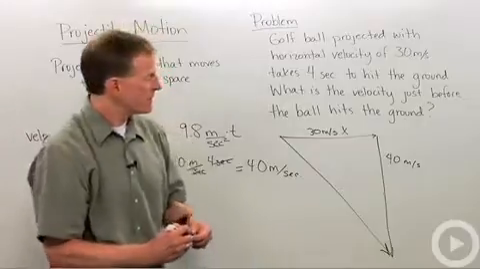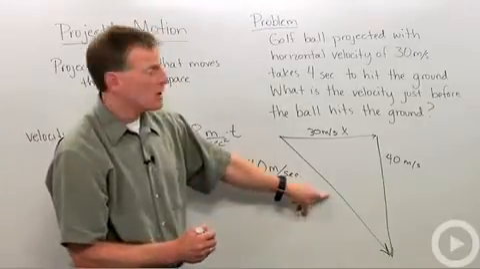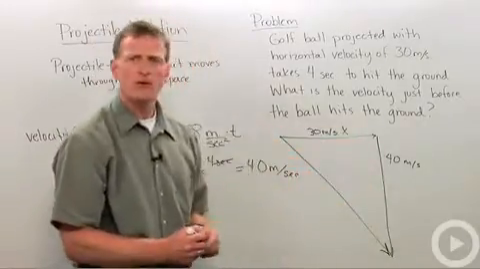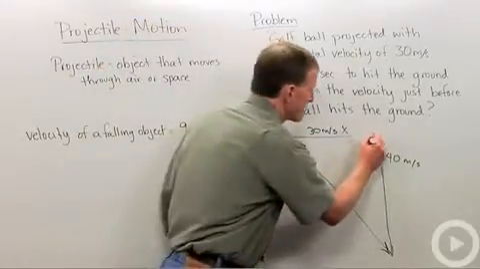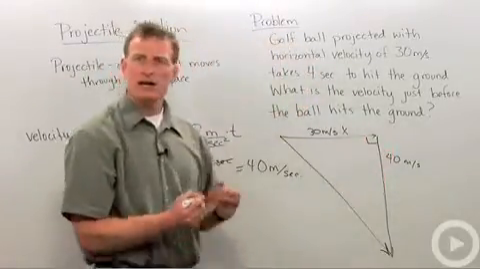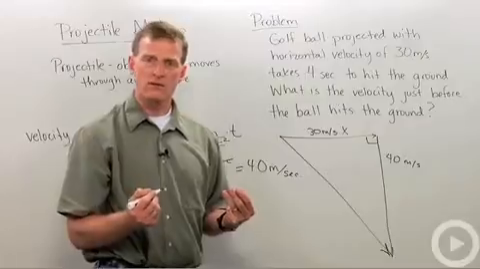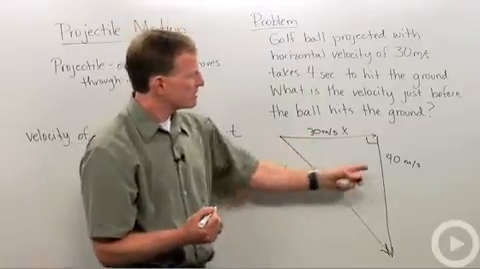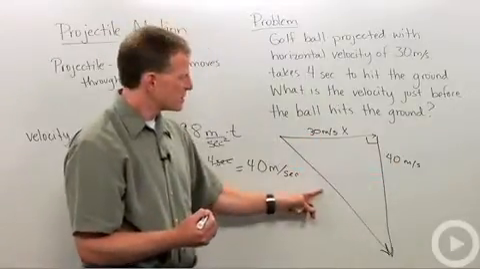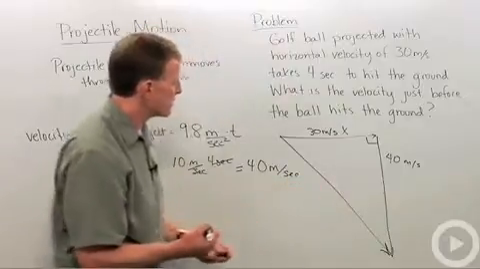Okay? Now, how can I figure out what this velocity is? Well, if you look at this, I've formed a right triangle. Okay? There's my 90 degrees. Okay, and I can use the Pythagorean theorem to solve this question, where I have a squared plus b squared equals c squared. So let's go ahead and plug in.